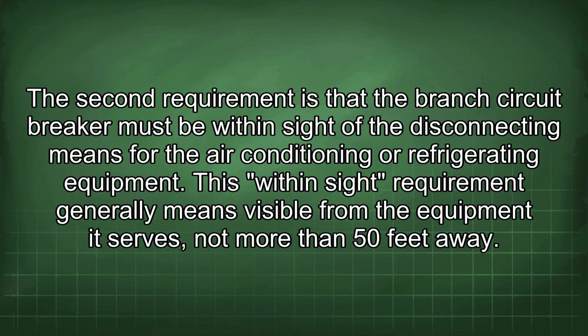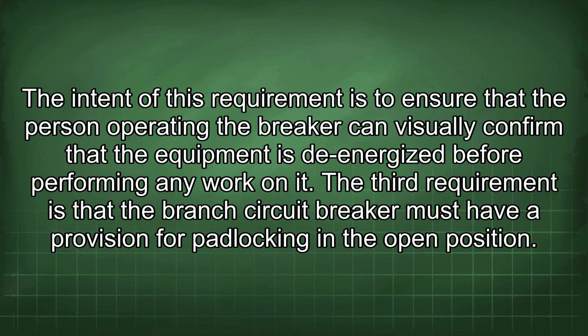The second requirement is that the branch circuit breaker must be within sight of the disconnecting means for the air conditioning or refrigerating equipment. This within sight requirement generally means visible from the equipment it serves, not more than 50 feet away. The intent of this requirement is to ensure that the person operating the breaker can visually confirm that the equipment is de-energized before performing any work on it.